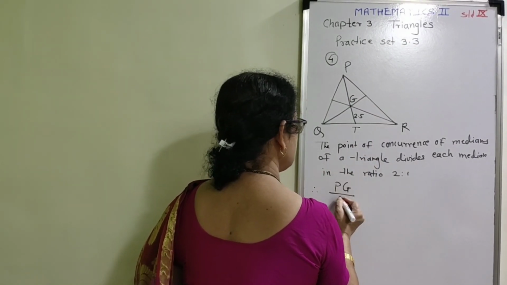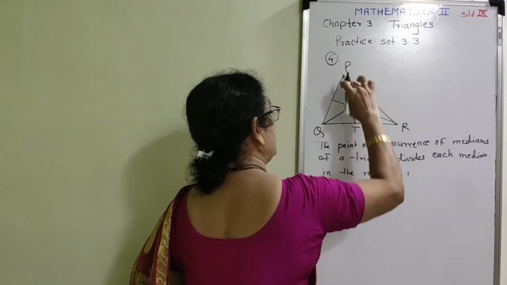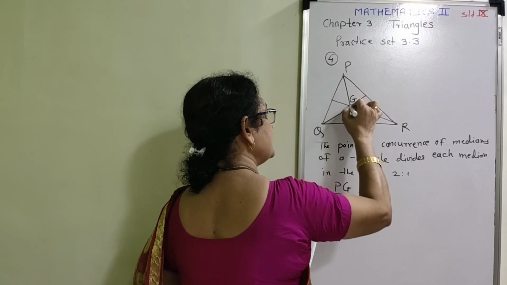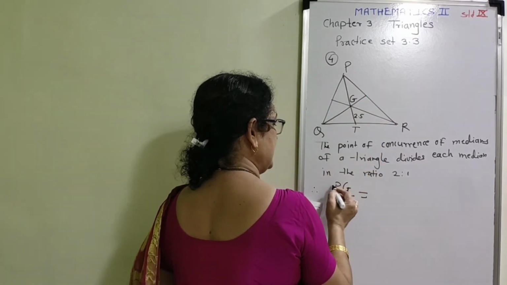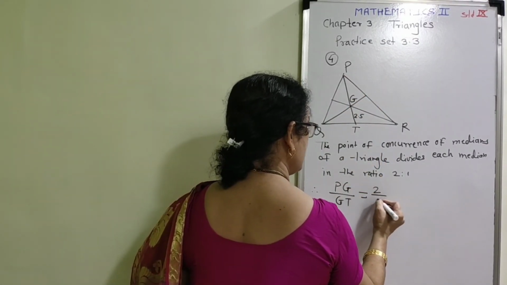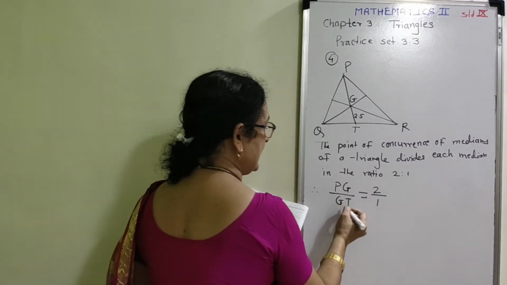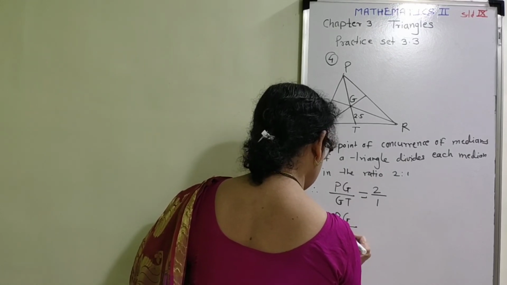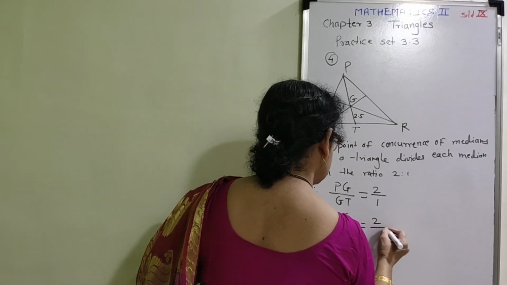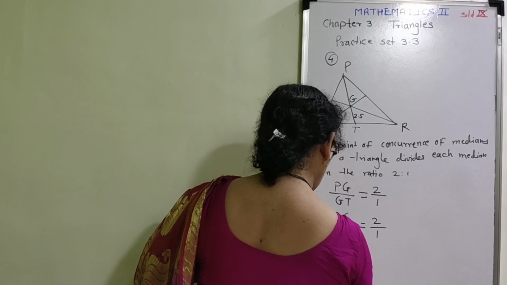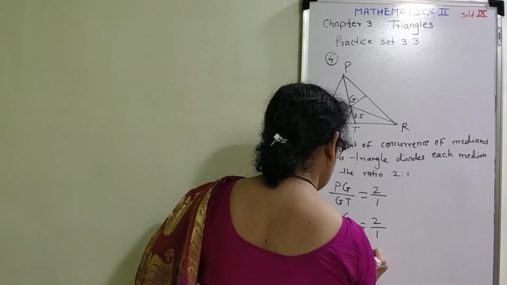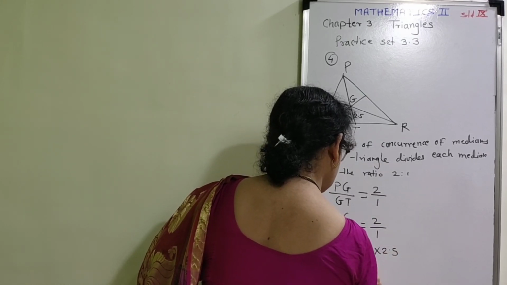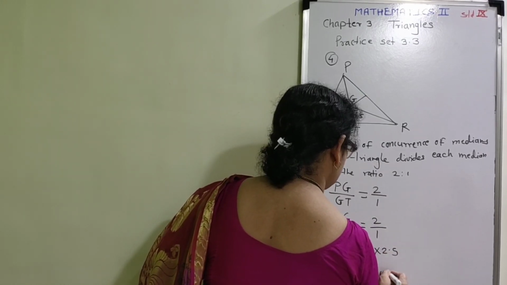Therefore, the ratio PG to GT. Observe on the blackboard. Point G divides the median PT into two parts. First one is PG, second one is GT. PG upon GT is equal to 2:1. But they have given the length GT. Therefore, PG upon 2.5 is equal to 2:1. Cross multiply, PG is equal to 2 into 2.5. Therefore, PG is equal to 5 units.